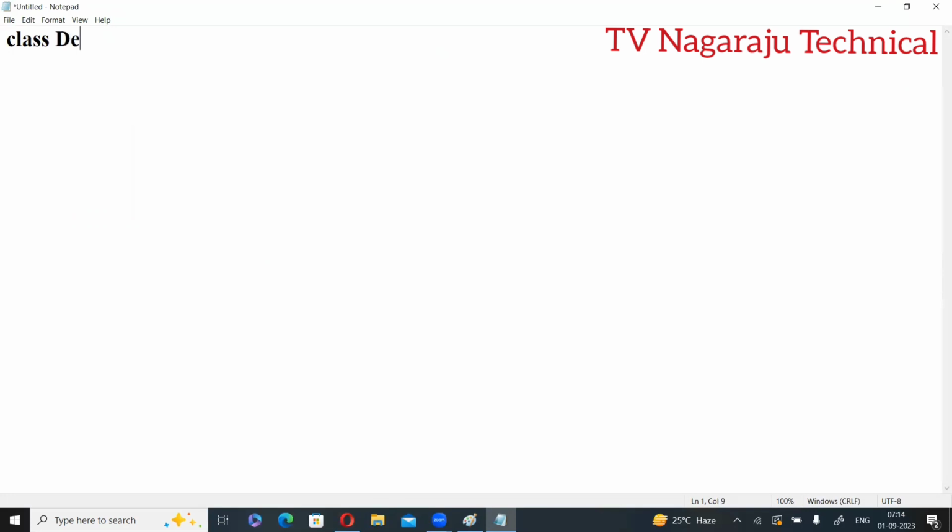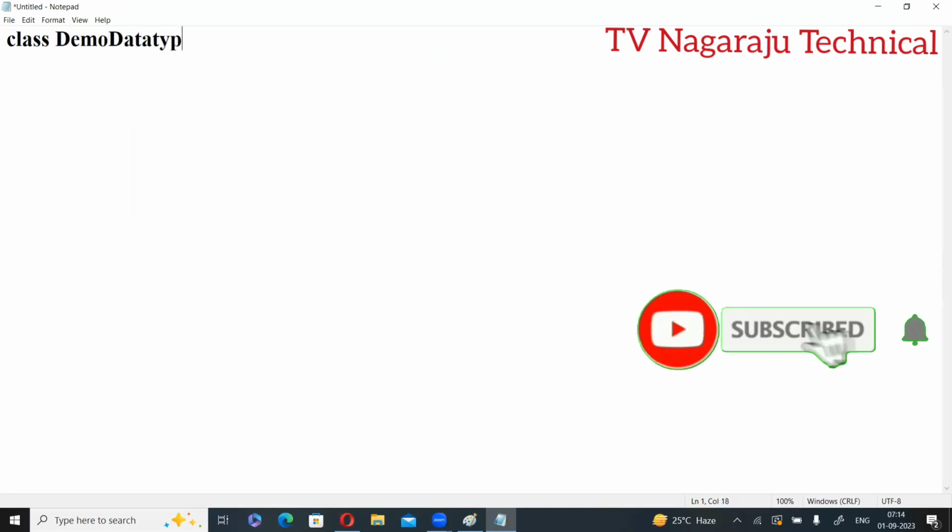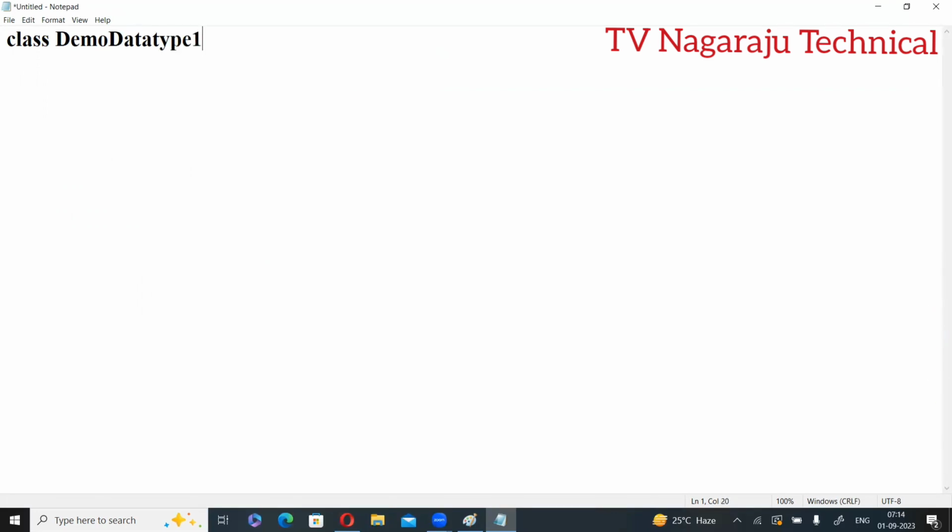Class demo data type 1. Suppose this is my class name. For easy understanding, I am using class names like this. Within the class, whenever you open a brace, don't forget to close it. And then everything is written inside this only.